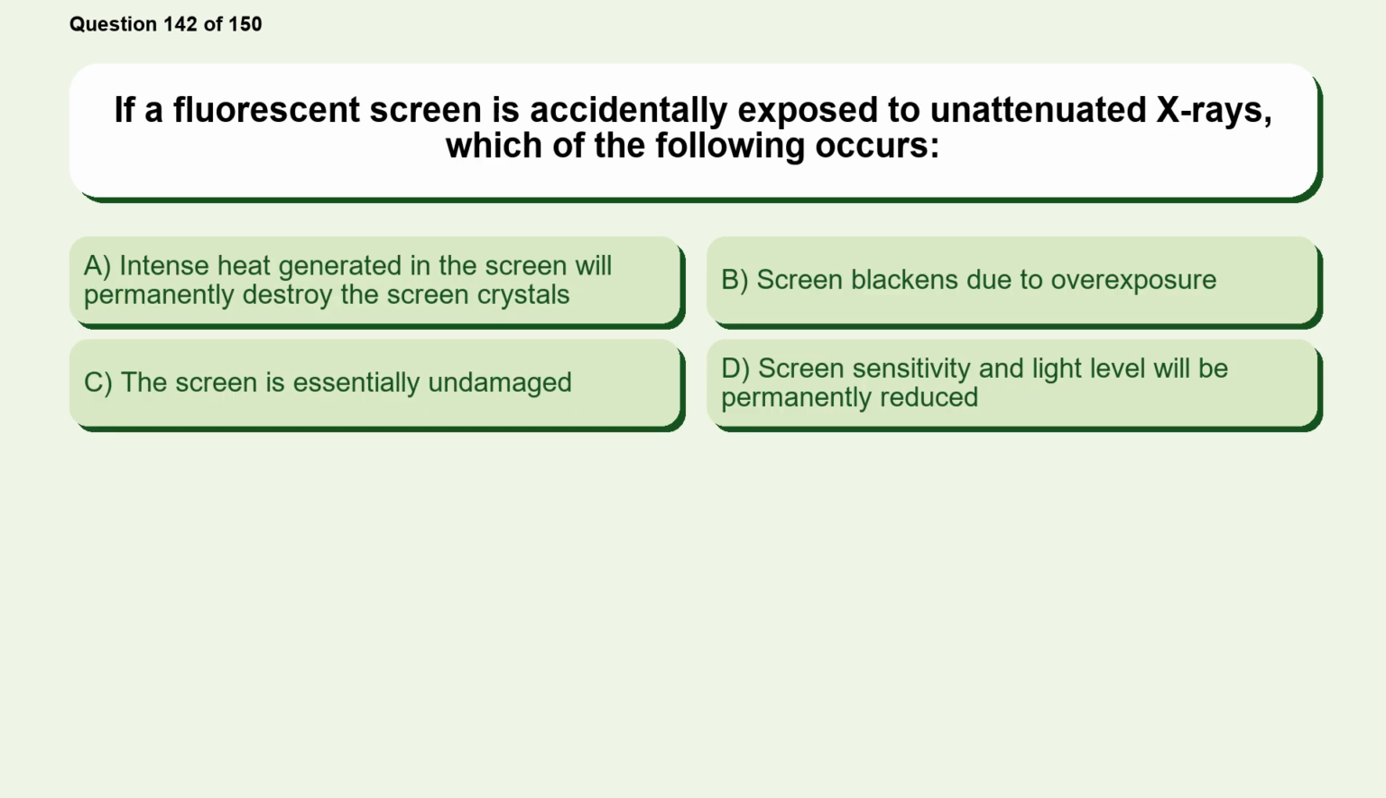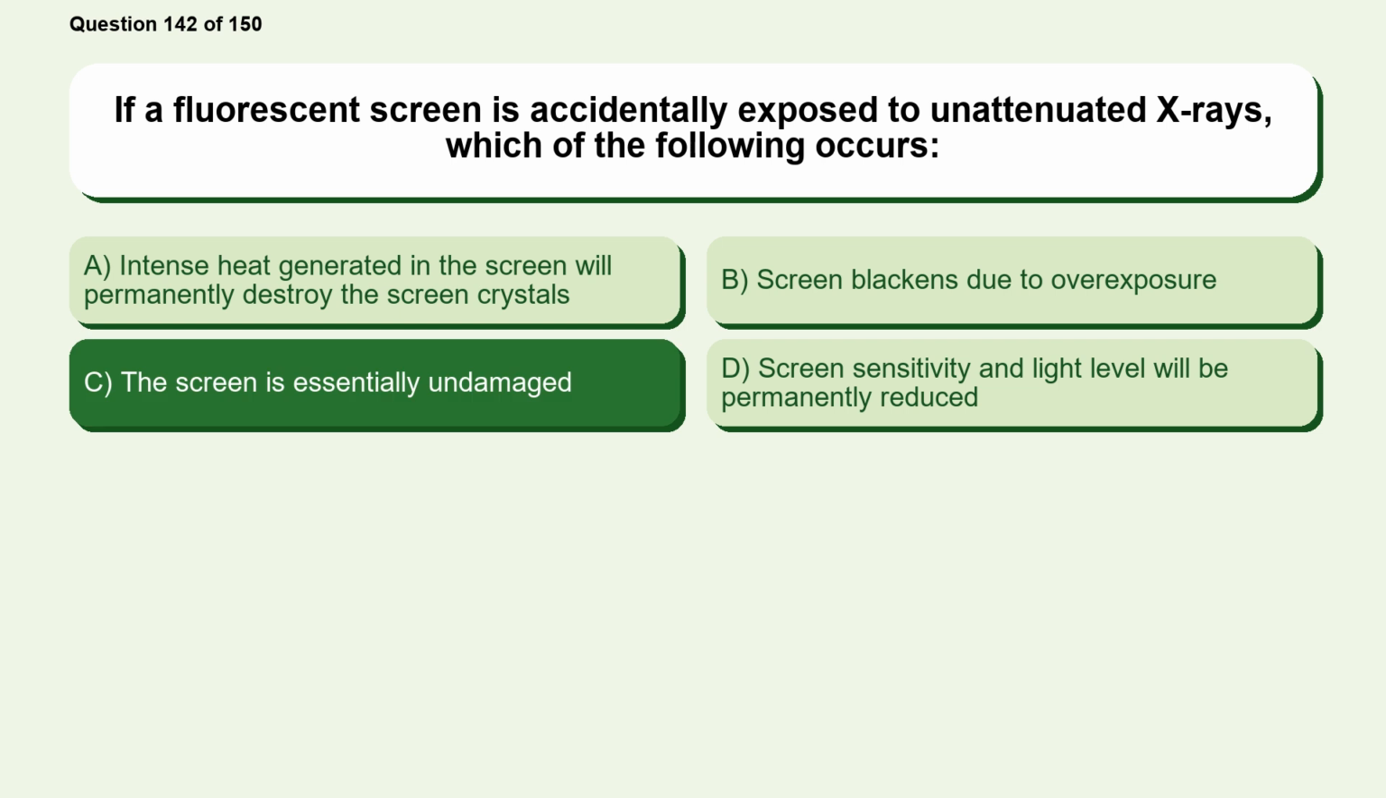Question 142. If a fluorescent screen is accidentally exposed to unattenuated X-rays, which of the following occurs? Option A, intense heat generated in the screen will permanently destroy the screen crystals. Option B, screen blackens due to overexposure. Option C, the screen is essentially undamaged. Option D, screen sensitivity and light level will be permanently reduced. The correct answer is option C, the screen is essentially undamaged.